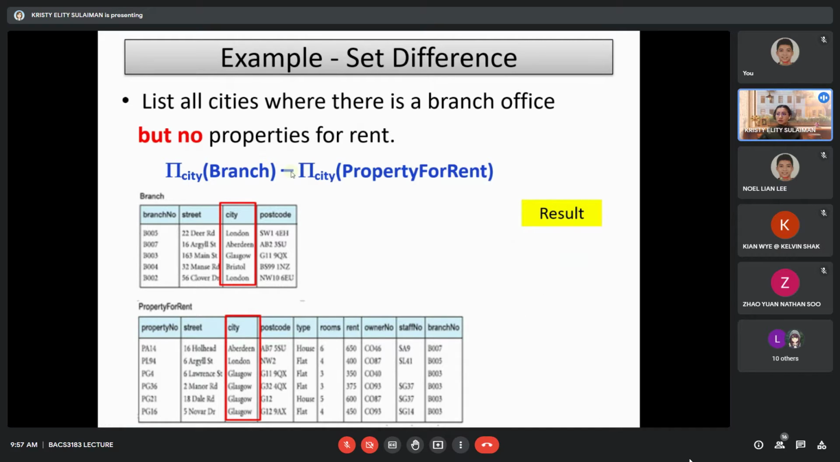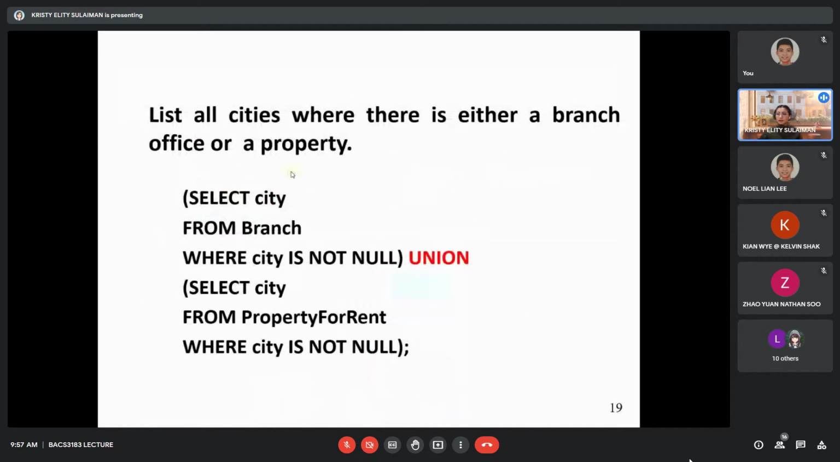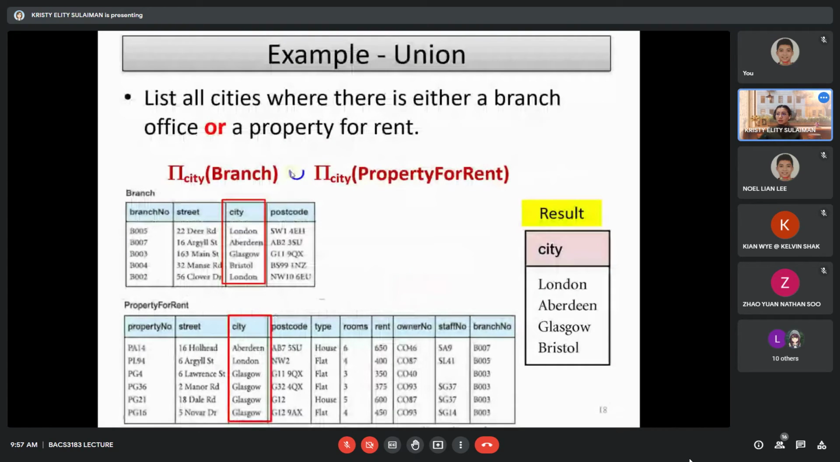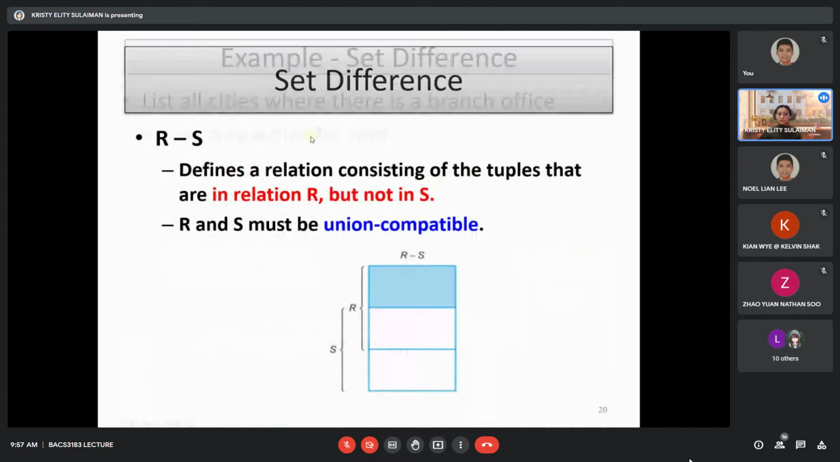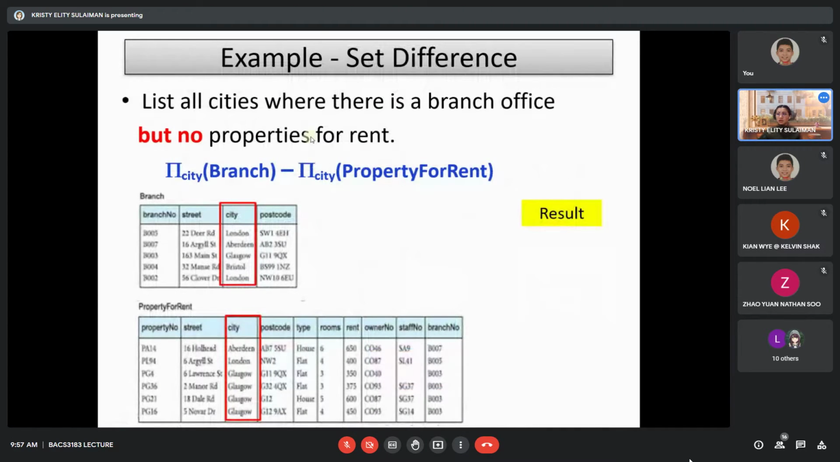Okay, so this is different from the previous one. Previously we listed all cities that have either a branch office or a property for rent. For this example, we use set difference. We want to list the cities where there is a branch office but no properties for rent. Okay, so we get this result.